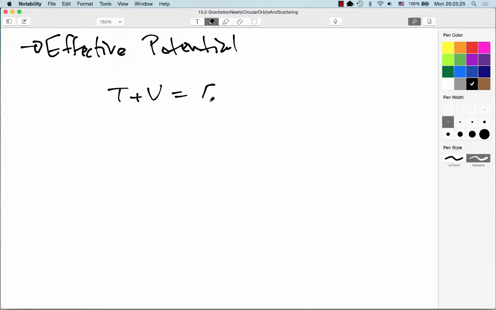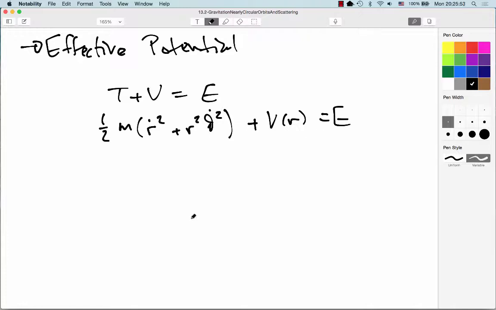Kinetic plus potential equals total mechanical energy, which is a constant. Now, working in spherical coordinates here, 1/2 m times (r dot squared plus r squared theta dot squared). And really, we can say this is polar because we're working in a plane for an orbit, plus V of r equals E. Now, remember our reduced angular momentum.